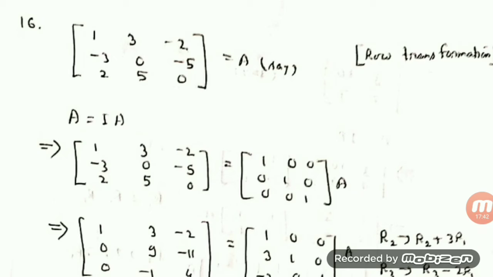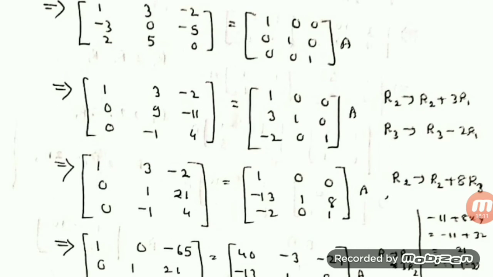One I will do by using row transformation and one I will do by using column transformation. I'm going to do question number 16 of exercise 3.4. So this is your question. I'm going to use row transformation. A is equal to IA. Put the value of A, and I is what in this case: [[1,0,0],[0,1,0],[0,0,1]] into A. Then your aim is to convert A to I, and immediately I will change to B. I is equal to BA form, and then that B is the inverse of the given matrix.